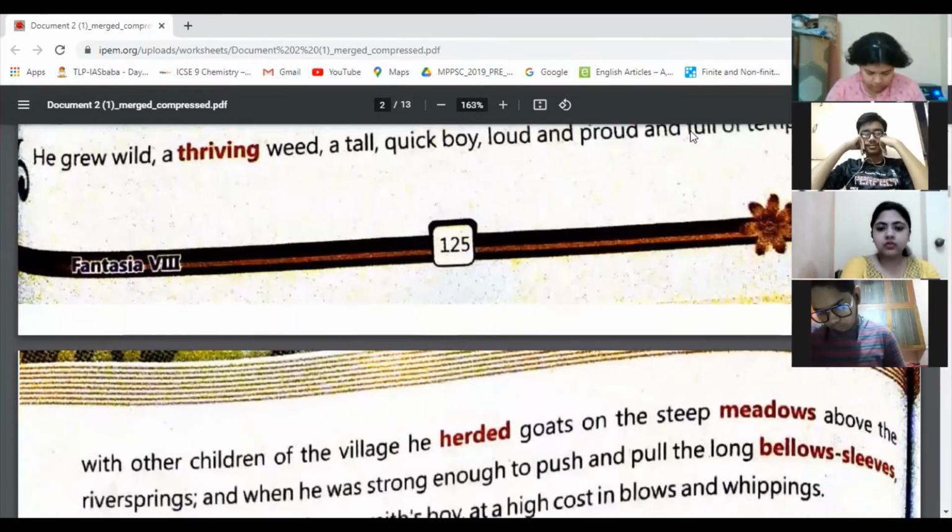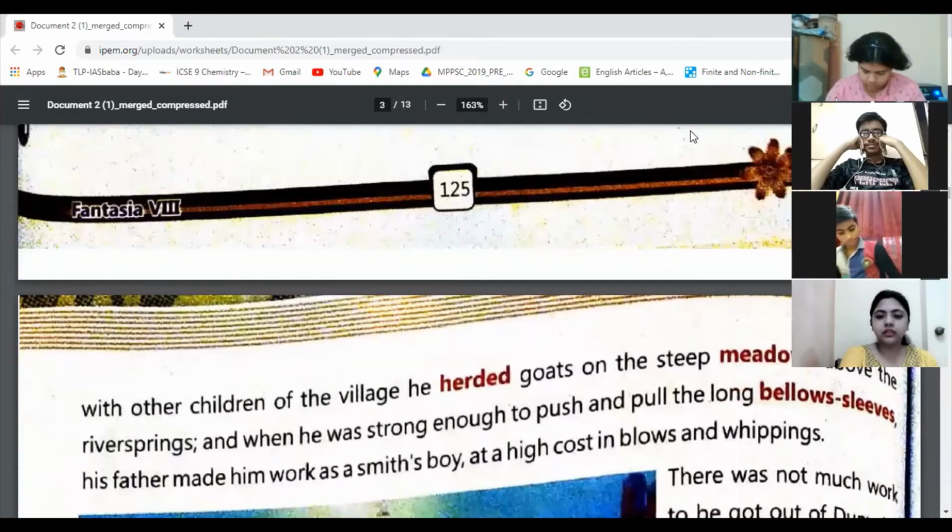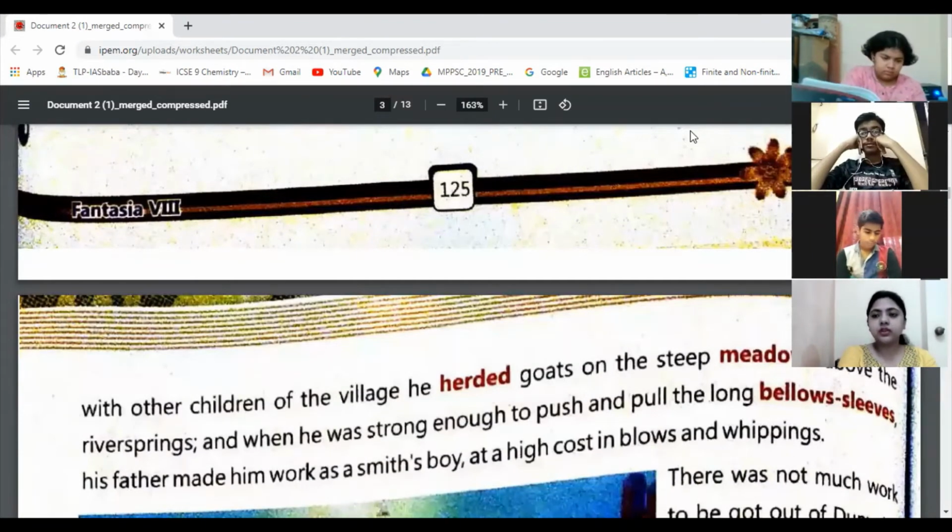And what did he used to do as a child? He used to herd the goats on the steep meadows along with other children. So there were other children in his village. He used to go along with them, and he used to take the goats also to graze them on the steep meadows which were above the river springs.